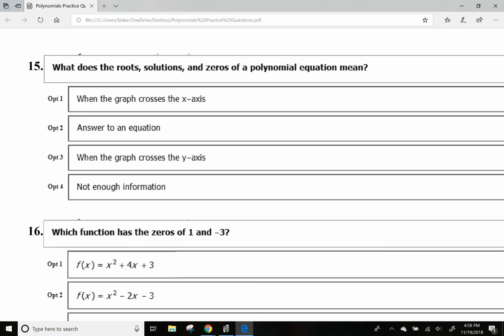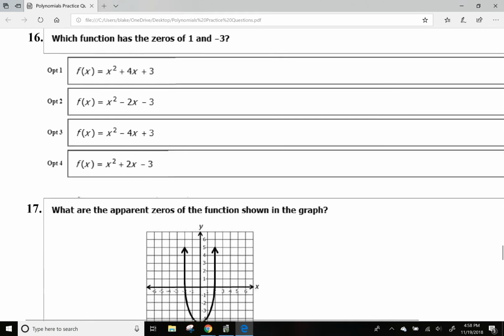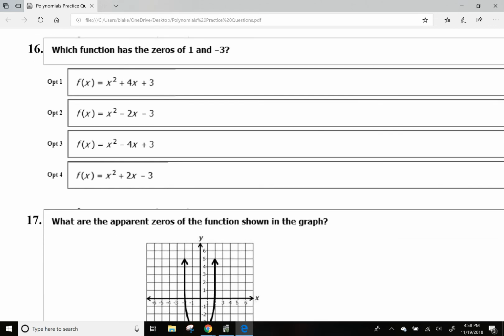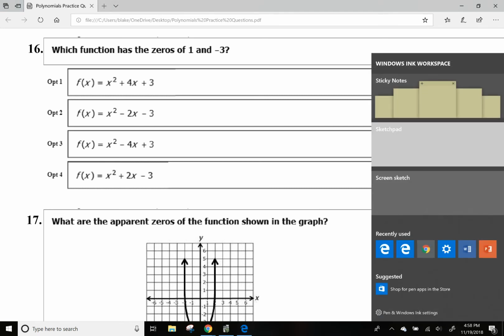Number 15, well, what I just said in the last problem is the answer to this. The solution zeros are not where it crosses the y-axis, but where it crosses the x-axis. Number 16. This is how I would work it out. So let me pull up my sketchpad.